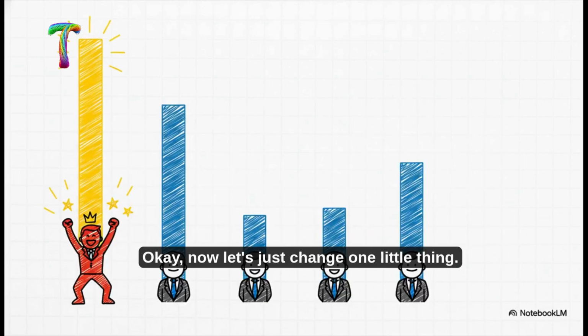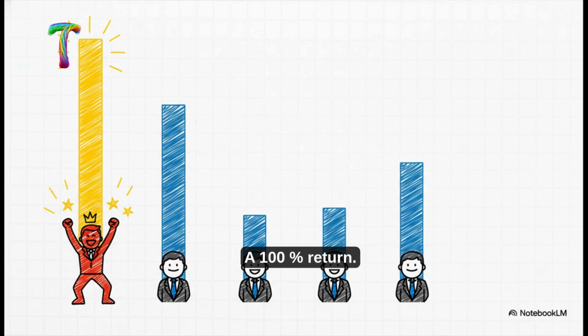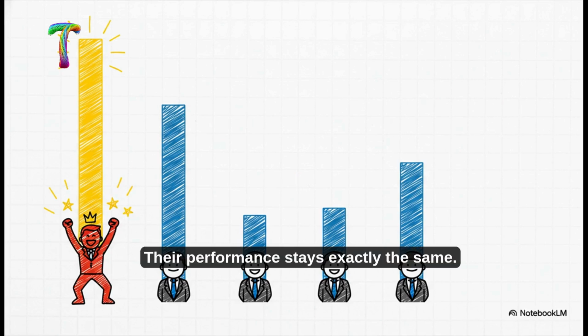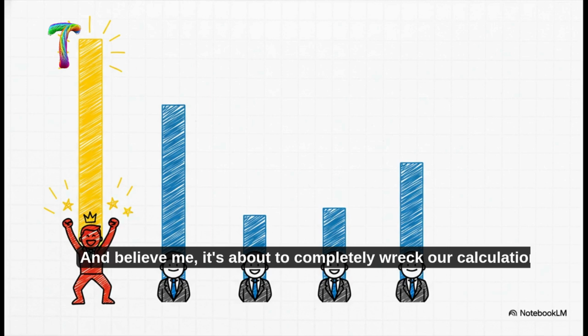Okay, now let's just change one little thing. Let's imagine that first manager had a spectacular, once-in-a-lifetime year, a 100% return. Everybody else, their performance stays exactly the same. Suddenly, we have what's called an outlier, and believe me, it's about to completely wreck our calculation.